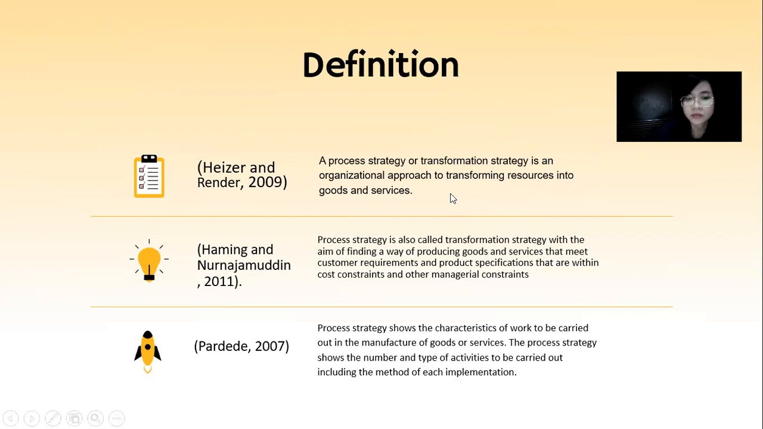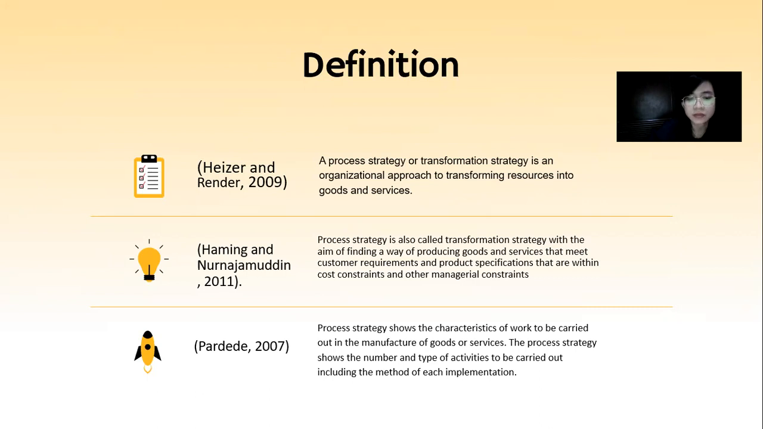According to Hamming and Nurjamuddin 2011, process strategy is also called transformation strategy with the aim of finding a way of producing goods and services that meet customer requirements and product specifications that are within cost constraints and other managerial constraints.